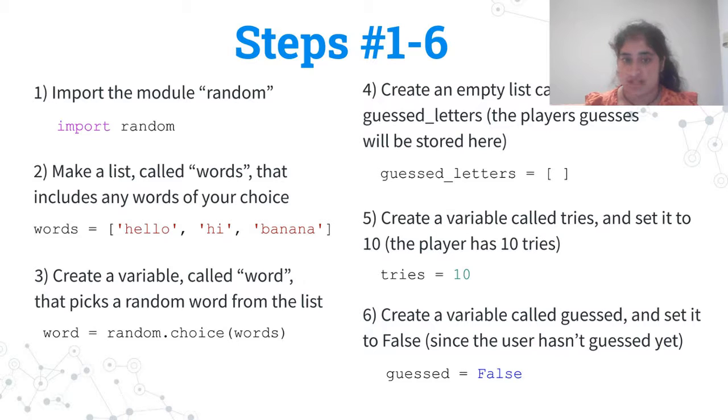Your code should look something like this. Guessed is equal to false. Keep in mind that you don't need quotes for the false since false is a Boolean value.